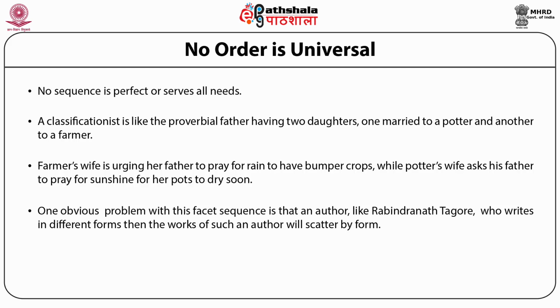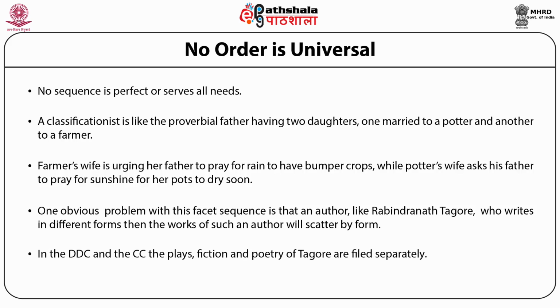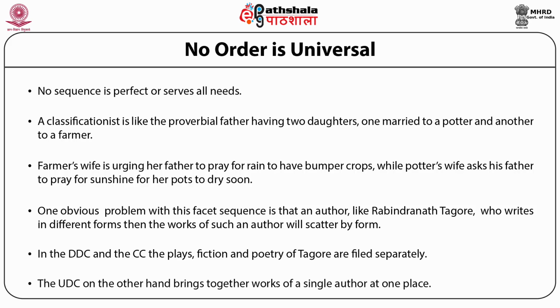One obvious problem with this facet sequence is that an author like Rabindranath Tagore, who writes in different forms, will have the works of such an author scattered by form. They will not come together on the shelves. In the DDC and the Colon Classification, the plays, fiction and poetry of Rabindranath Tagore are filed separately. The UDC, on the other hand, brings together works of a single author at one place by its facet formula.